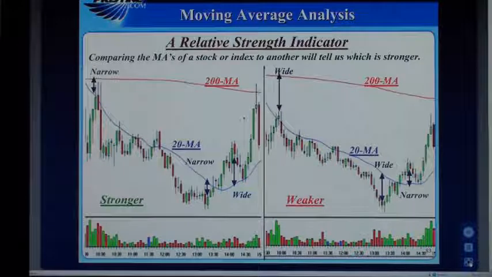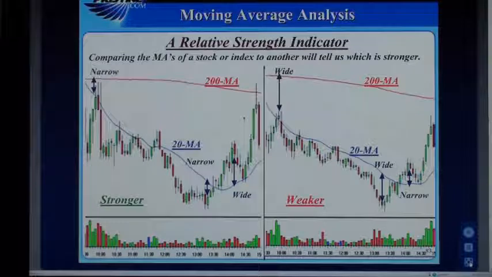Now, as we compare the moving averages of a stock or an index to another, it's going to tell us which is stronger. Essentially, what we're looking at here is the trends. And again, moving averages are visual aids. They're not really support and resistance. They do not really define the trend, but they do help speed up the analysis process for us if we know how to use them properly. Okay? So by looking at the trend of one stock to another, or comparing one stock to an index, we'll see which one is showing relative strength or relative weakness.